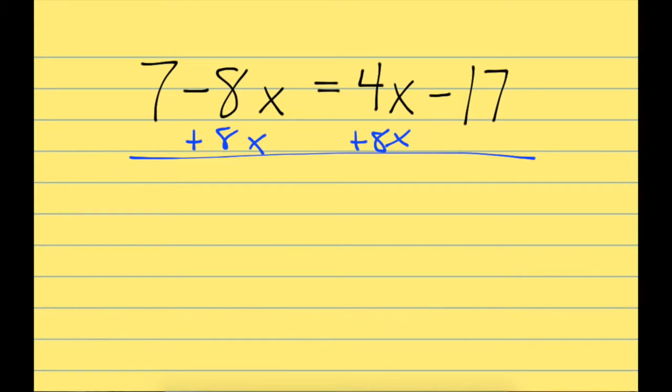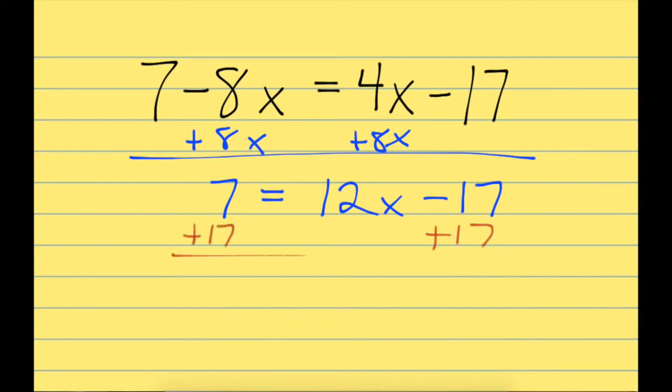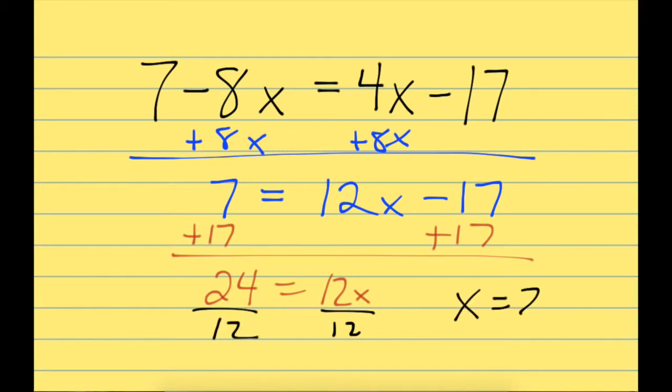On the left, I only have the 7 remaining. On the right, I now have 12x minus 17. And this looks like some of the problems we've been solving already. My next step is to add 17 to both sides, which gives me 24 equals 12x. And then finally divide both sides by 12, giving me x equals 2.